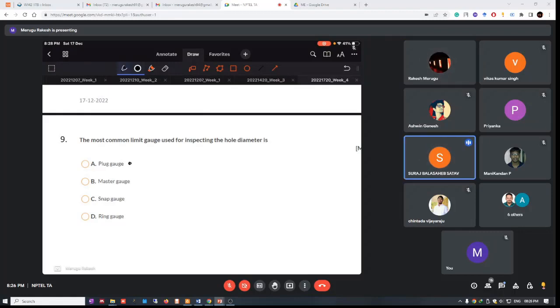Okay. And here they have mentioned for inspecting hole diameter, means for the hole we have to check only one diameter. So how will you check hole diameter? For checking only one diameter, we will make only one plug so that it can check. Okay, nice. But they didn't mention the number of holes, right? Inspecting hole diameter, but one hole diameter, two hole diameter.